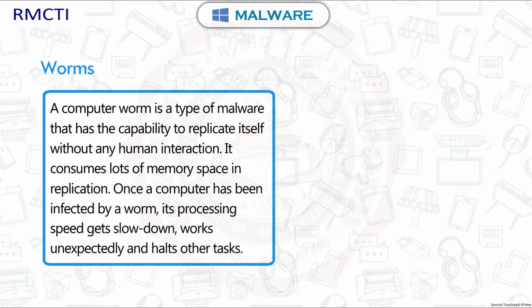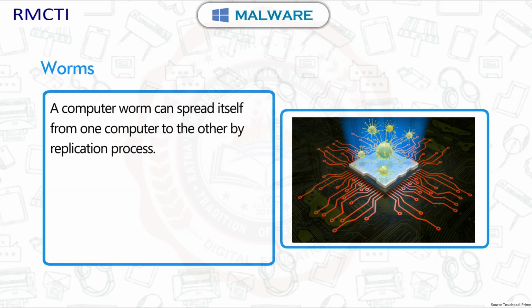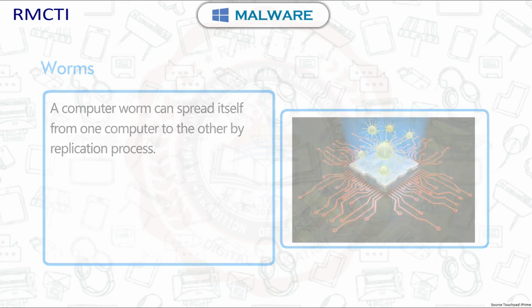Worms. A computer worm is a type of malware that has the capability to replicate itself without any human interaction. It consumes lots of memory space in replication. Once a computer has been infected by a worm, its processing speed gets slowed down, it works unexpectedly, and halts other tasks. A computer worm can spread itself from one computer to the other by replication process.